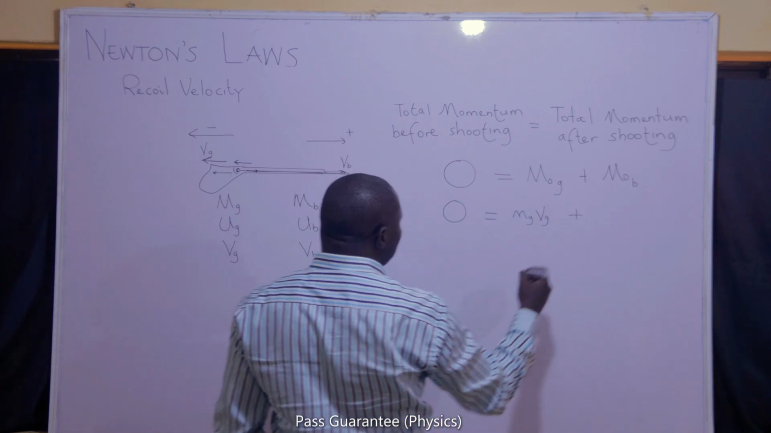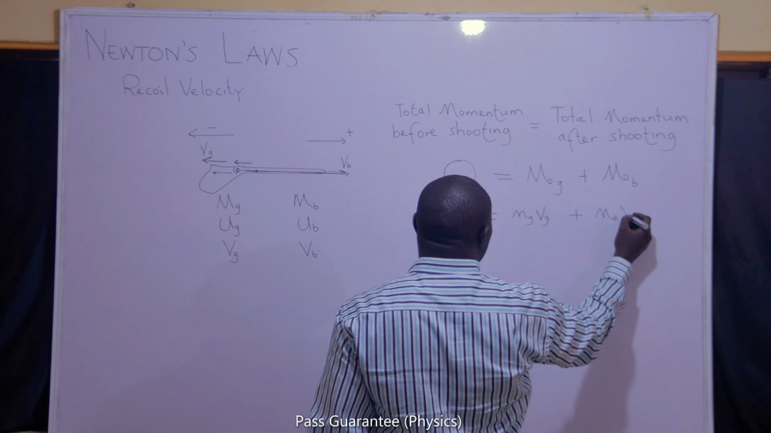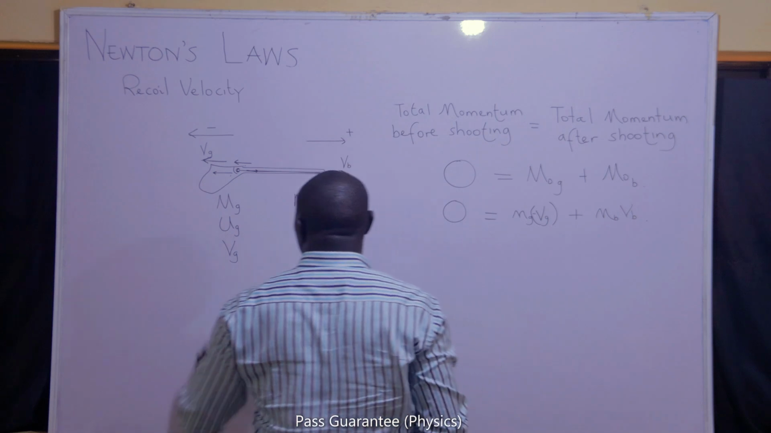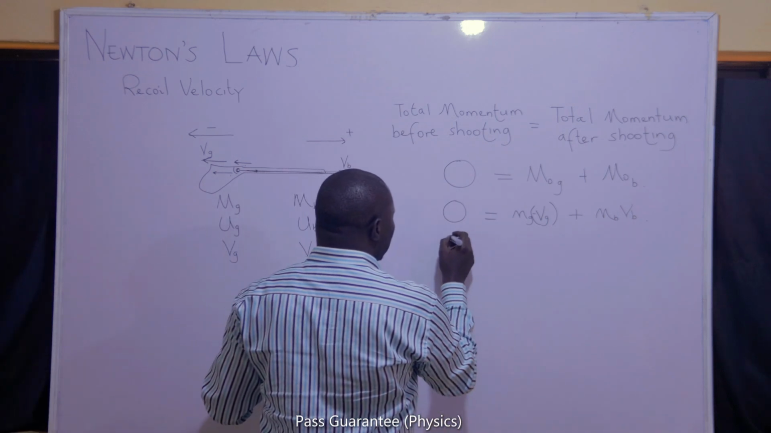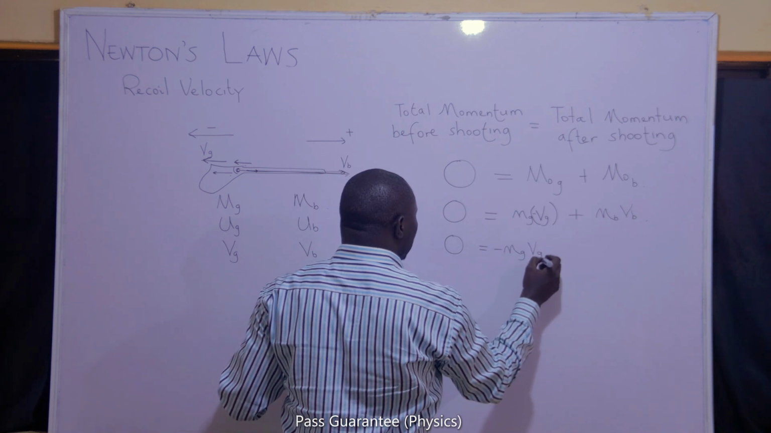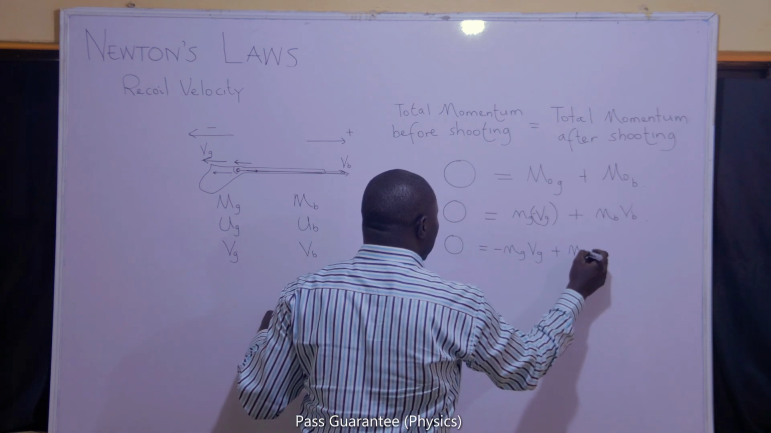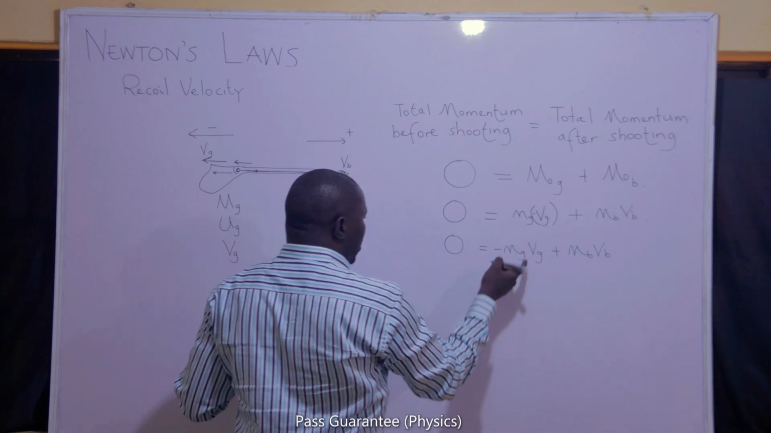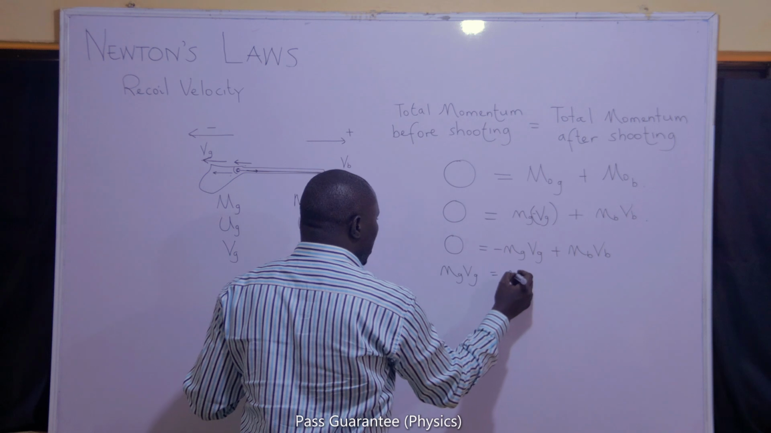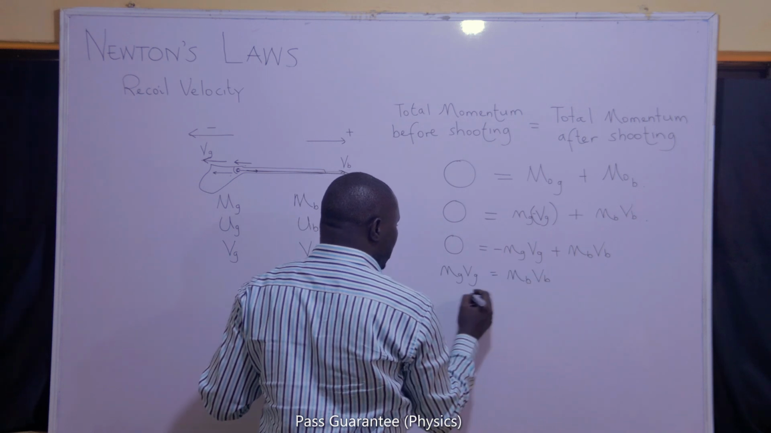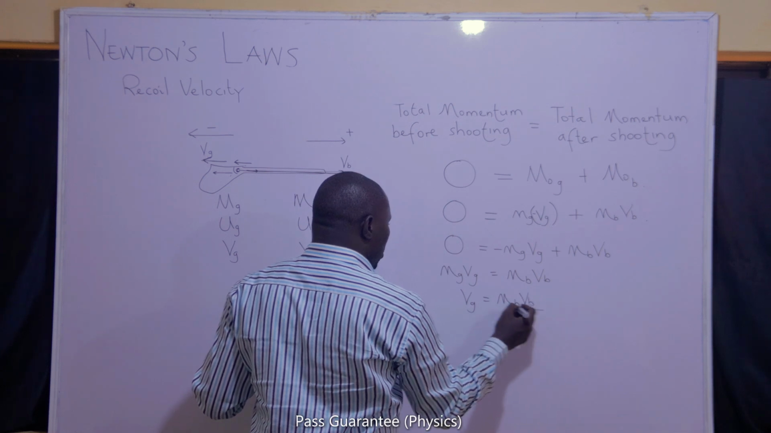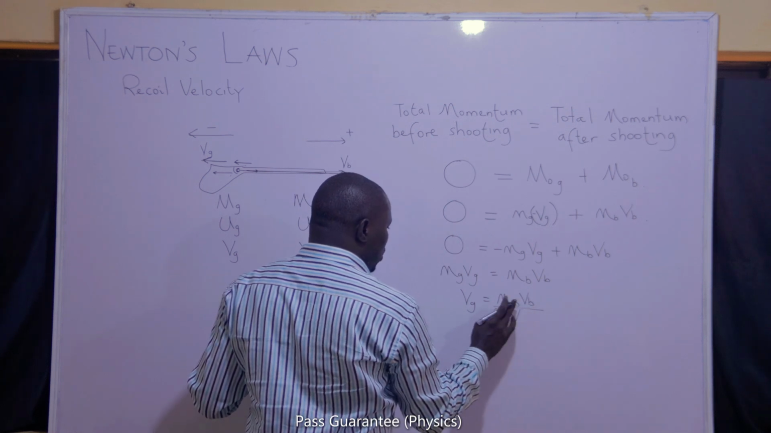After shooting, the momentum of the bullet will be m of the bullet, v of the bullet. We are going to put a negative here because it is moving in the opposite direction. If we do that, we have 0 is equal to mg vg plus mb vb. And if you bring this to this side, we have mg vg must be equal to mb vb. If that is the case, vg must be equal to mb vb all over mg.